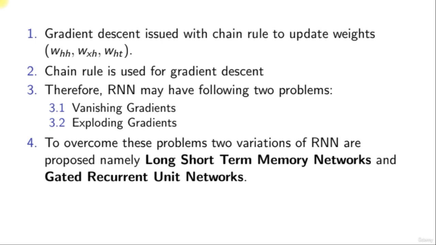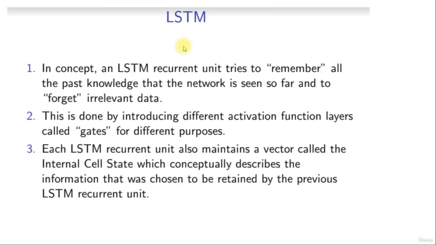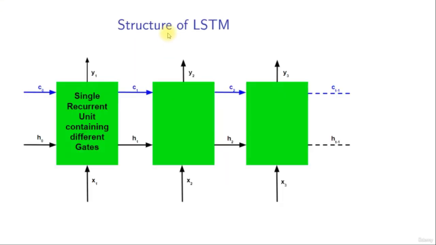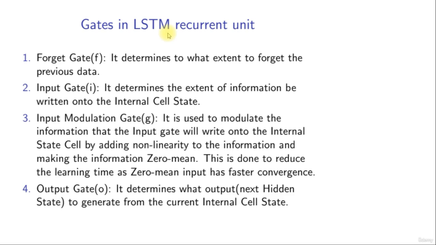So LSTM, which is a very popular version of RNN, in concept, an LSTM recurrent unit tries to remember all the past knowledge that the network has seen so far and to forget the irrelevant data. This is done by introducing different activation function layers called gates for different purposes. Each LSTM recurrent unit also maintains a vector called the internal cell state, which conceptually describes the information that was chosen to be retained by the previous LSTM recurrent unit. This is the structure of LSTM.